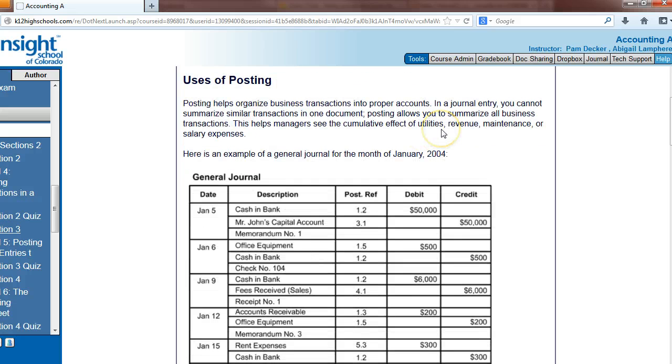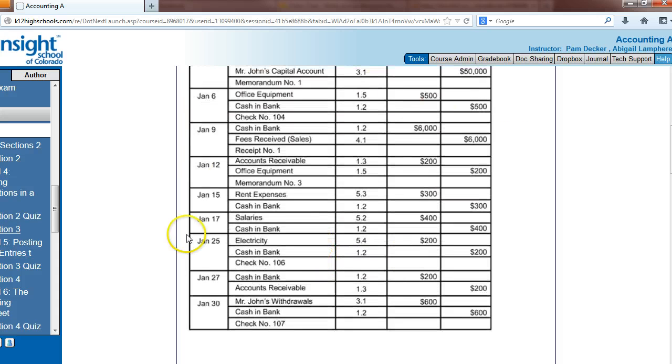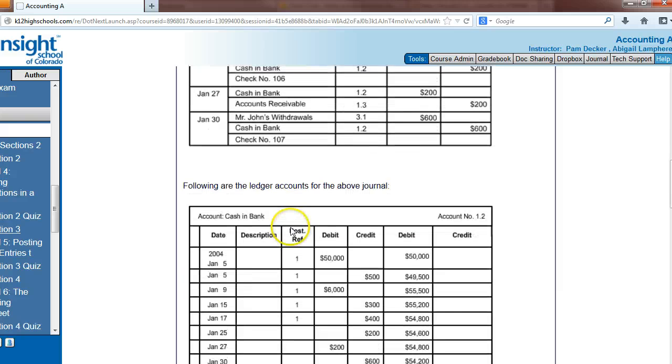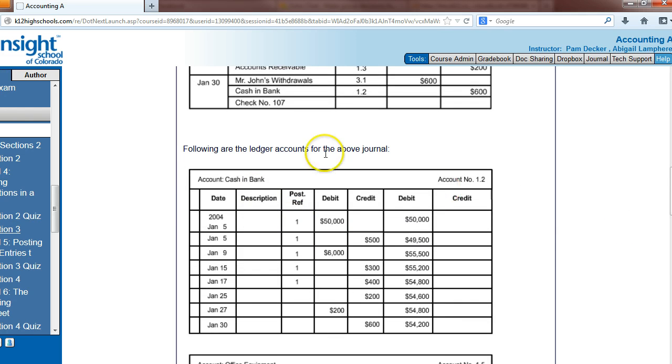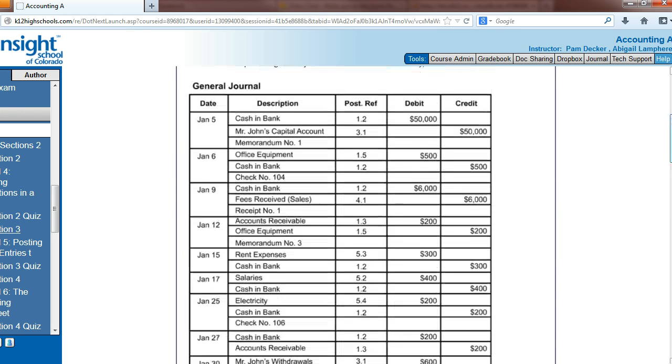Like we said, it lets you, at a glance, see all the transactions for one account on one page. In a journal entry, you cannot summarize similar transactions into one document, so posting allows you to summarize all the business transactions. So here's a big, long journal entry, a month long, and here they took all those cash and bank transactions, and this is looking at them through the general ledger now. We can instantly know that we have a $54,000 balance in our cash account. We wouldn't have been able to tell that just by looking at the journal.